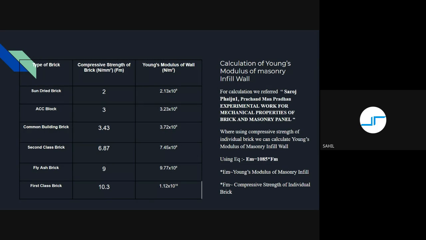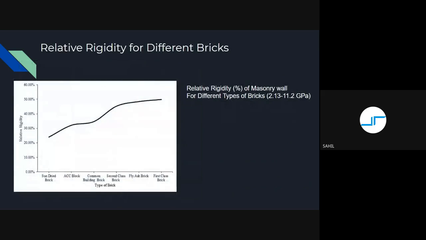And as you can see, all the properties of the bricks, as well as the compressive strength and Young's modulus of the masonry infill wall, are in the table, where the sun-dried brick is lowest in Young's modulus and first-class brick is highest in Young's modulus.